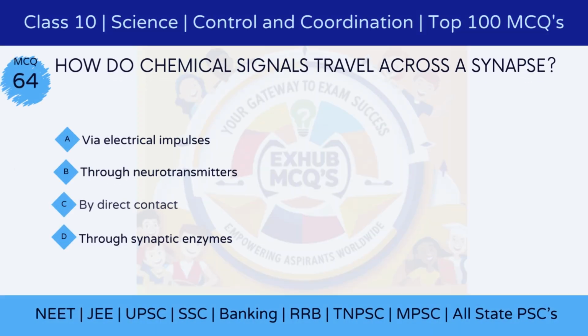MCQ 64. How do chemical signals travel across a synapse? Option A, via electrical impulses. Option B, through neurotransmitters. Option C, by direct contact. Option D, through synaptic enzymes.